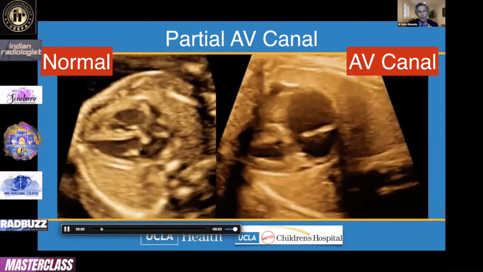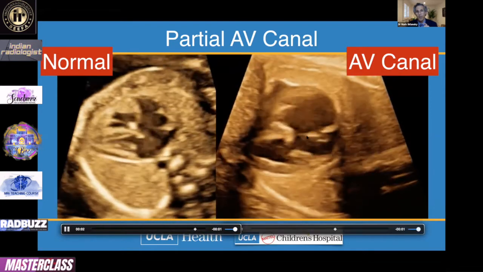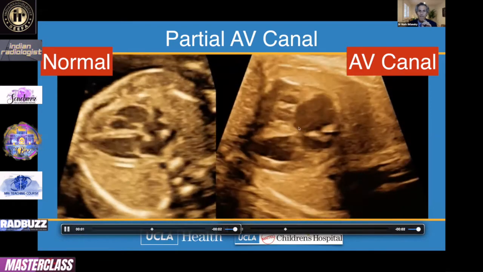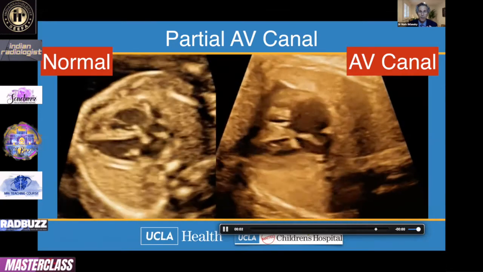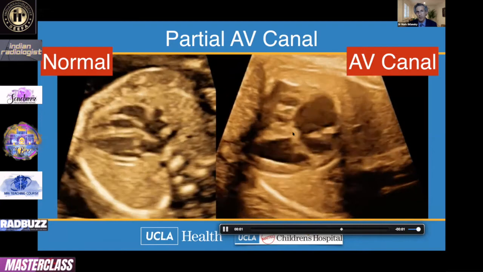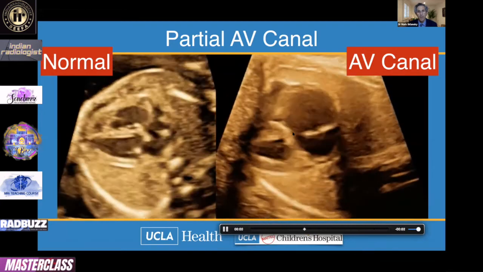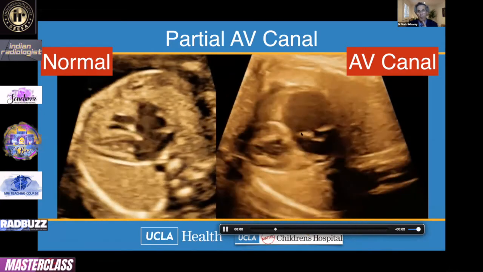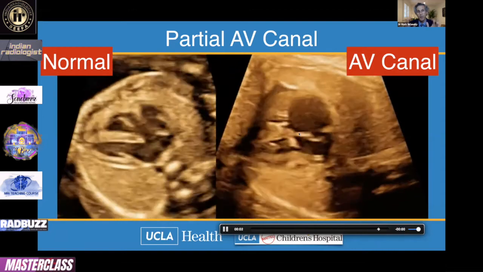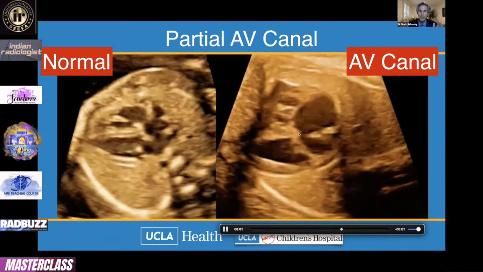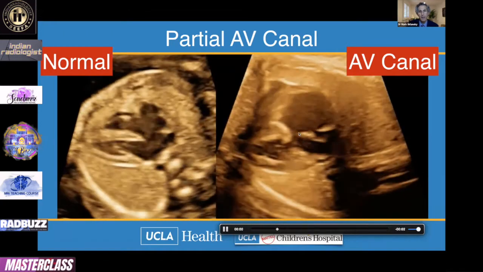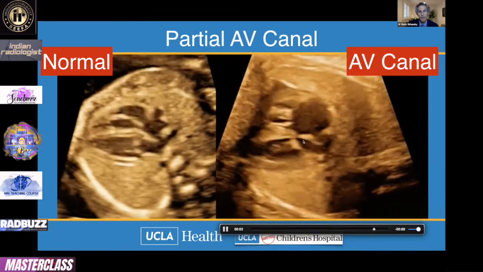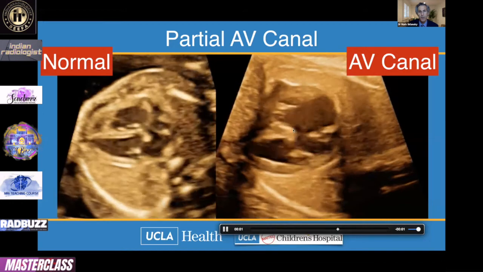In a normal, you see the crux. If you come over here to the right, you do not see the crux. It's absent because there's a primum ASD. The lower part of the atrial septum is deficient. So always want to look, is the lower part of the atrial septum deficient? And to do that, you want to optimize the image. Otherwise, it could be very hard to tell. Optimize the image and optimize the angle of acquisition. So here it's deficient. So this is a primum ASD.